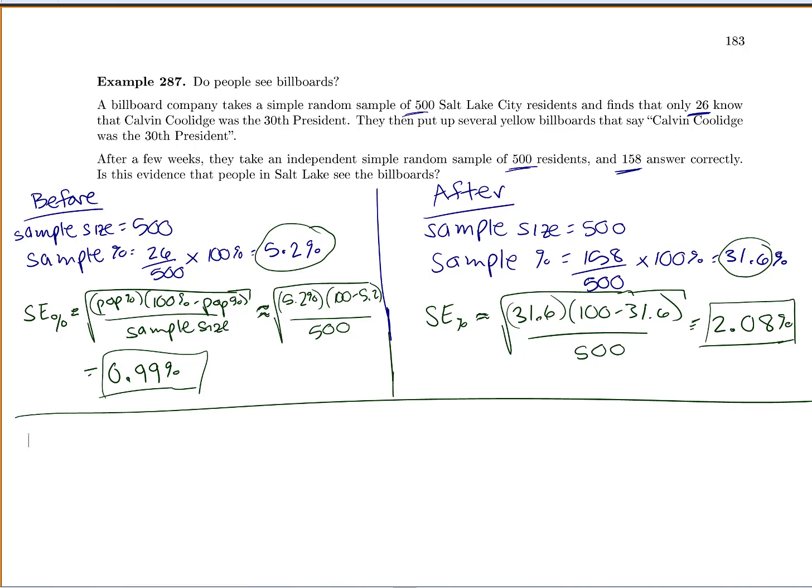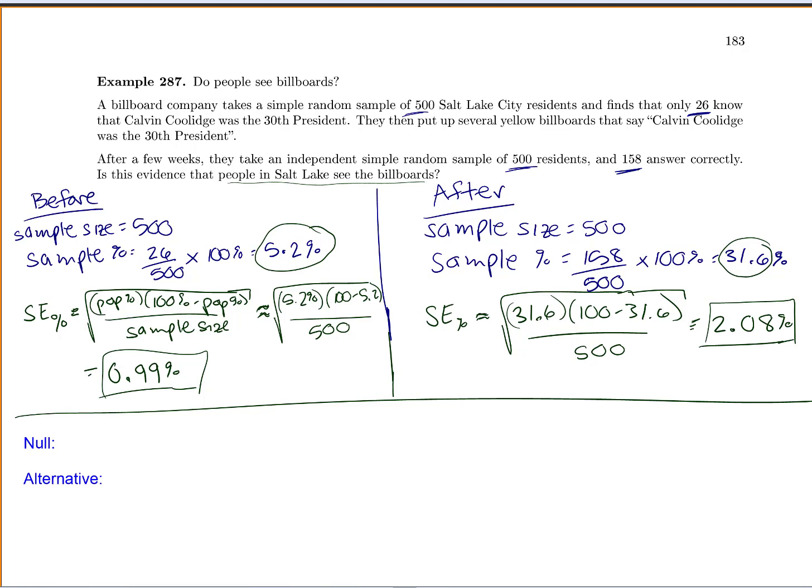Now we'll write our null and alternative. So I know I keep saying I like to write my alternative first, but I don't often do it just because the null is written first. Let's write the alternative first today. So what are we asking? Is this evidence that people in Salt Lake see the billboards? Okay, let's see. If they see the billboards, there should be a higher percentage that answer correctly.